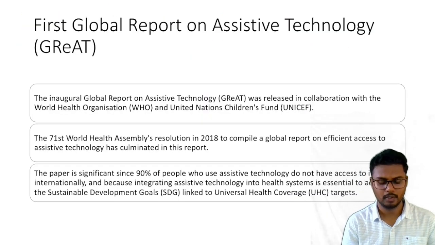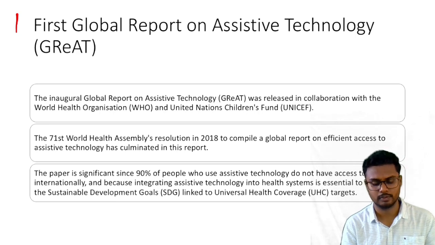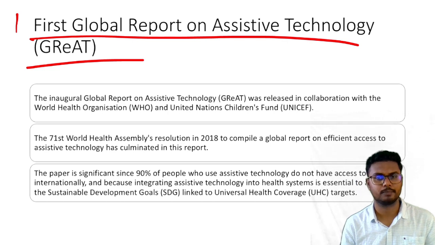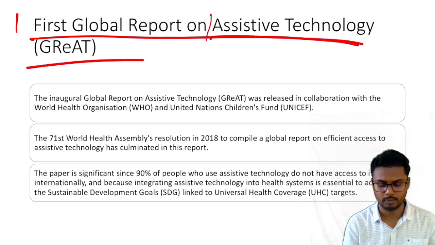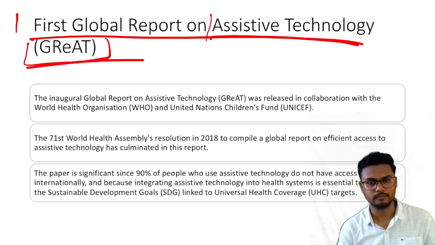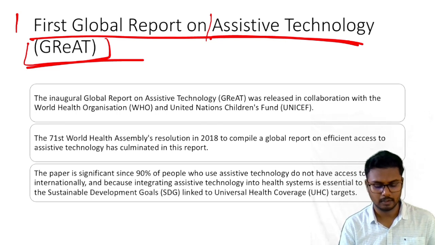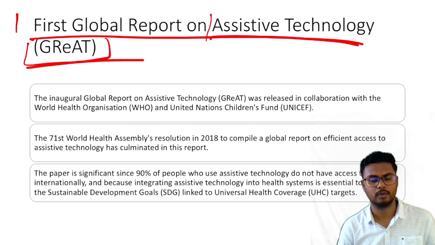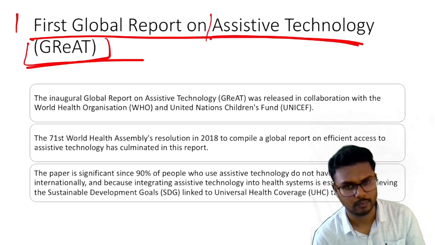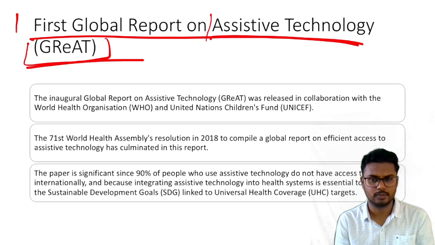And the next one is about the first global report on assistive technology. Recently, a report was released. The report does not become so important, but what becomes important is assistive technology. What is assistive technology? Right? Just remember that the inaugural global report on assistive technology was released by two big entities. Who were they? One is the World Health Organization and the second one is the United Nations Children's Fund, that is UNICEF.